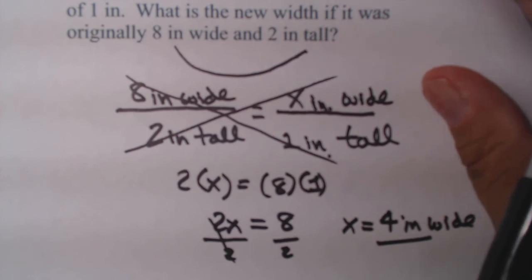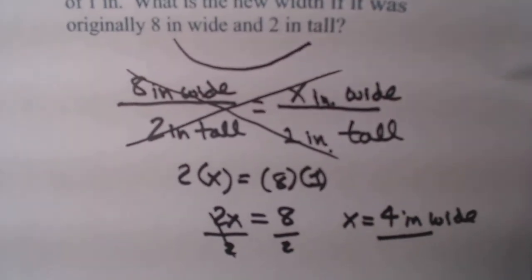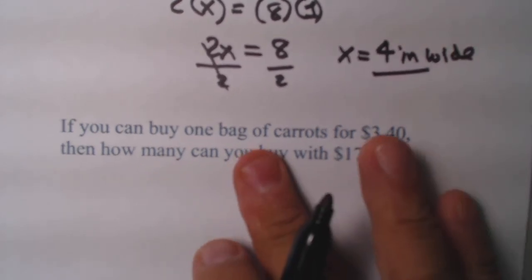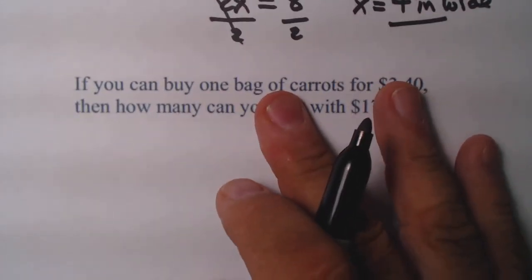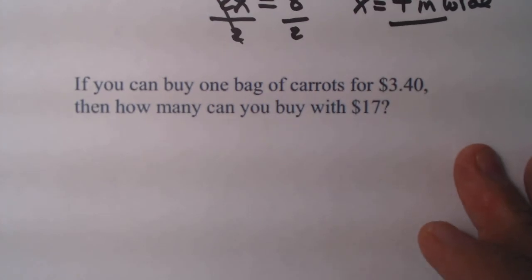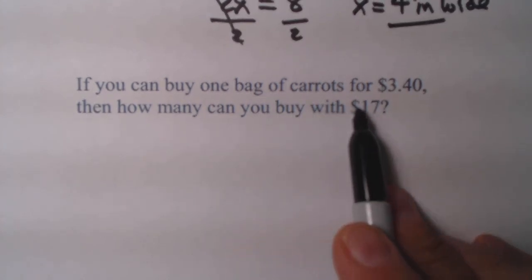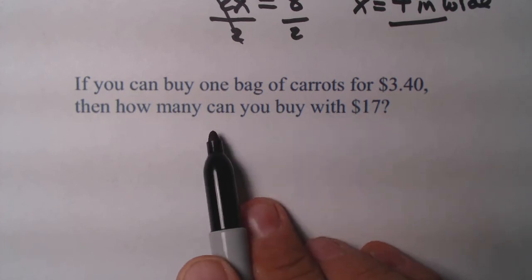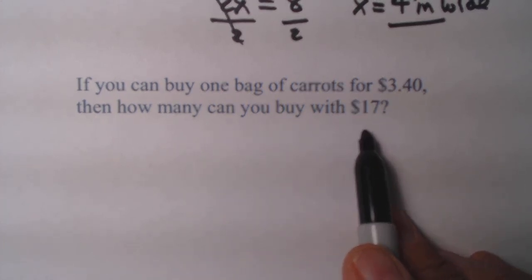Okay, well, one last example to look at here. Like I said, once you see how these go, they're pretty darn easy to set up. If you can buy one bag of carrots for $3.40, how many can you buy with 17 bucks?